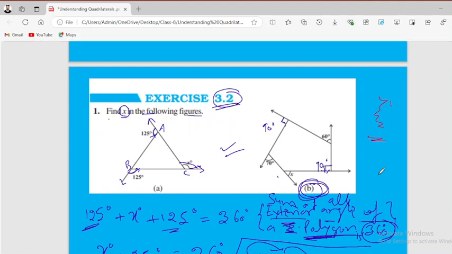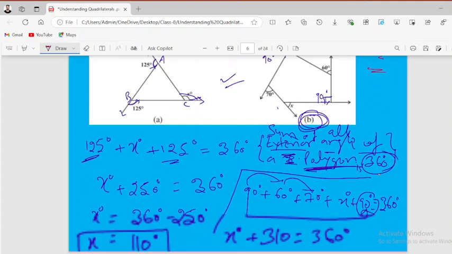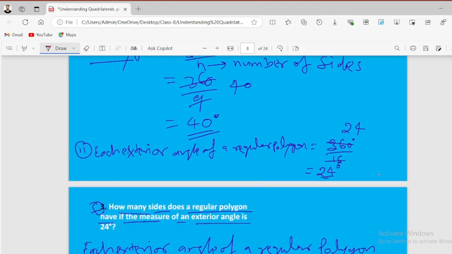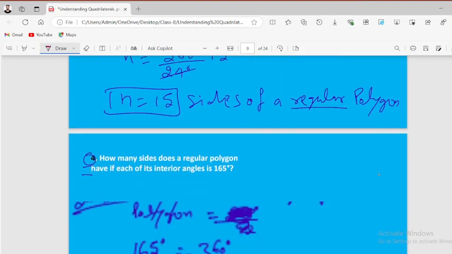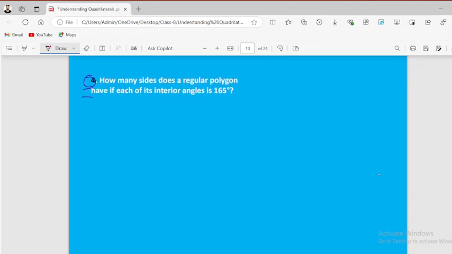We have been discussing exercise 3.1 of class 8th. We have already discussed question number 1, question number 2, and question number 3, and now let us discuss question number 4. How many sides does a regular polygon have if each of its interior angles is 165 degrees? So, this is a regular polygon.